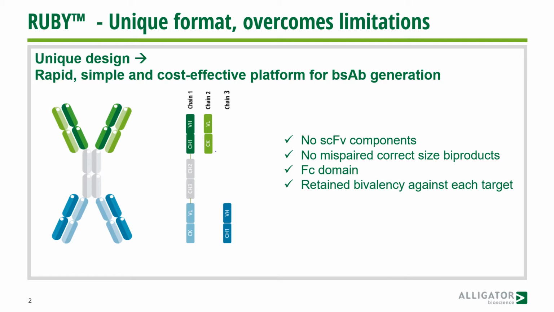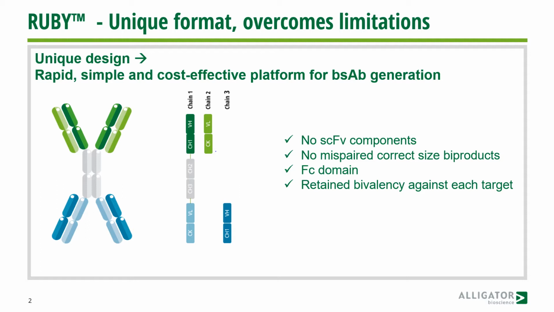The fusion of the appended Fabs through their light chain solves mispairing problems where products of correct sizes but with mispaired light chains cannot be produced, and this makes manufacturing and downstream processing of RUBY bispecific antibodies a straightforward process compared to many other formats.